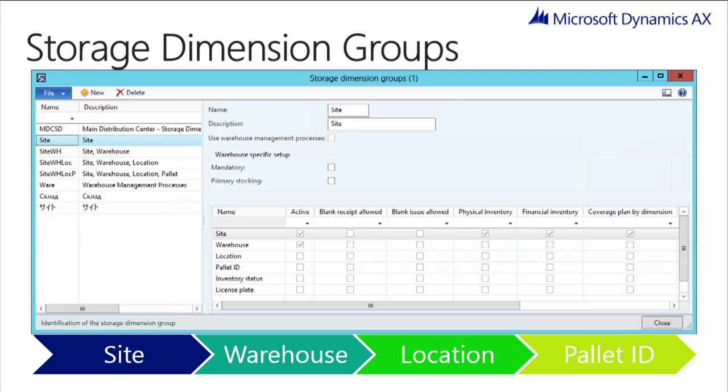The final setting that you can control in the dimensions group form is the coverage plan. The coverage plan controls the minimum and maximum levels, lead times, vendors, and coverage that is used by master planning. Other dimensions are available depending on your country configuration and if you are using the advanced warehouse management functionality. These additional dimensions are not reviewed as a part of this course.